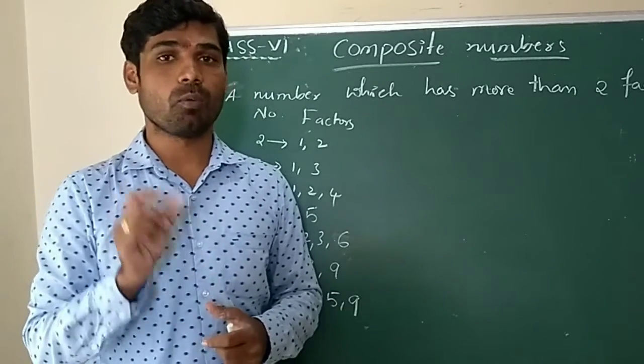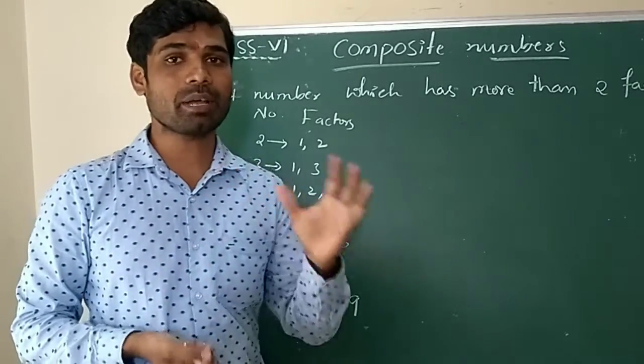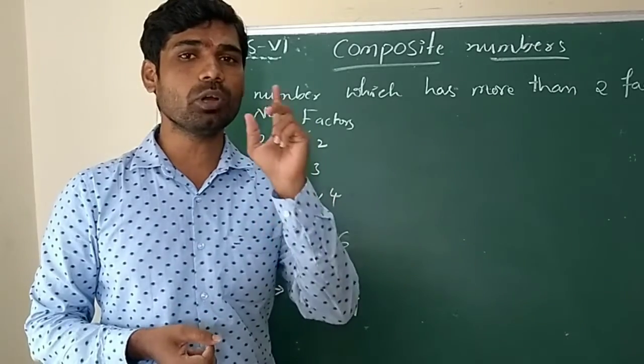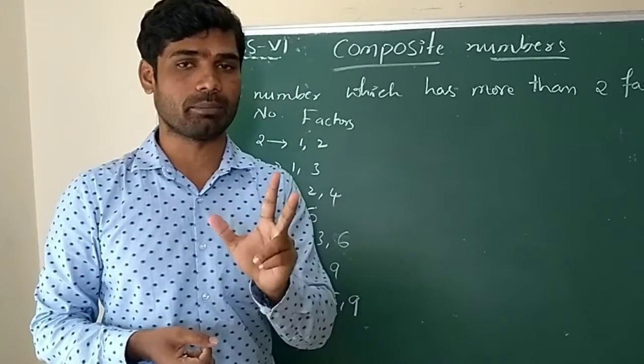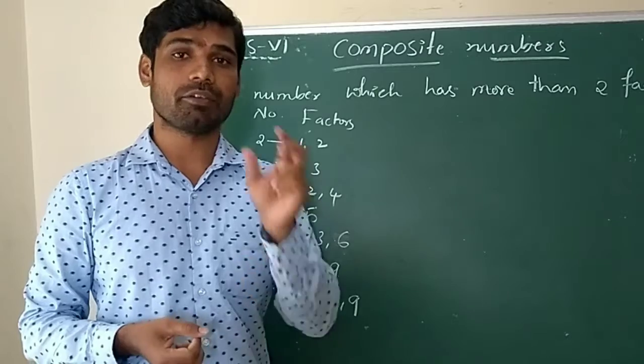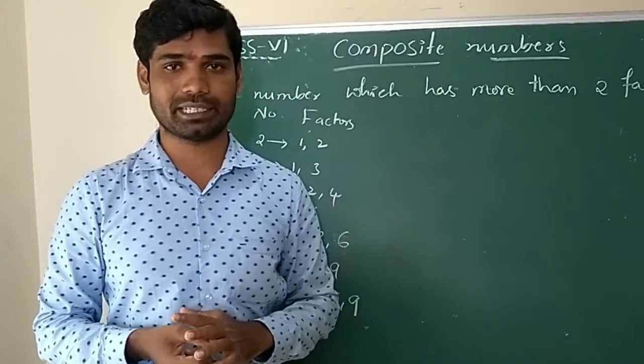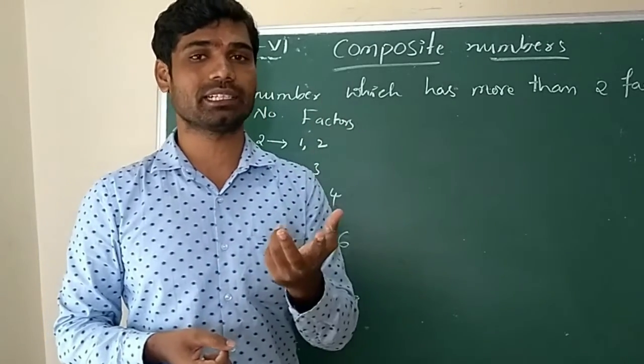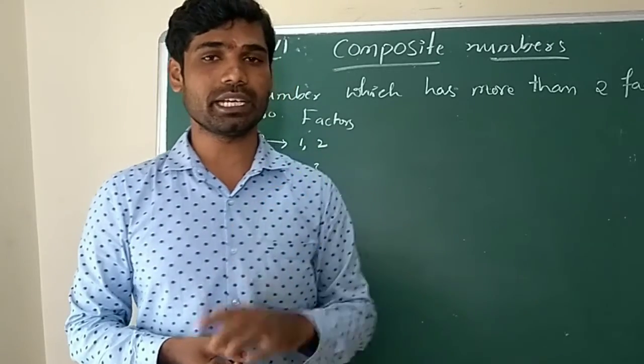Composite numbers. What are composite numbers? Prime numbers means what? A number which has only two factors is called a prime number. Now a composite number means a number which has more than two factors. More than two factors is called a composite number.